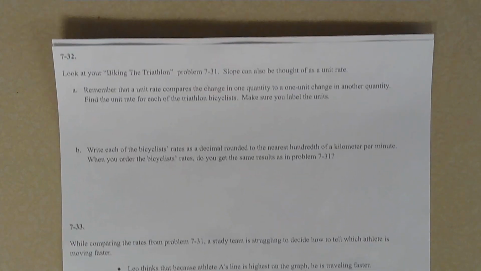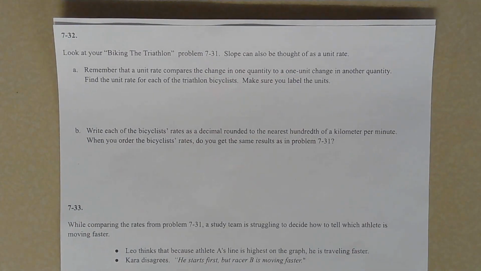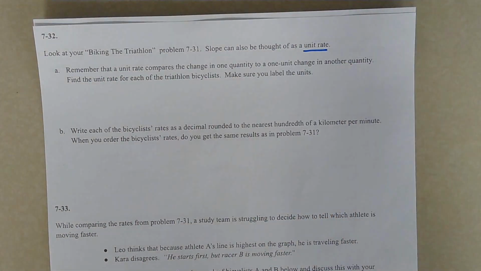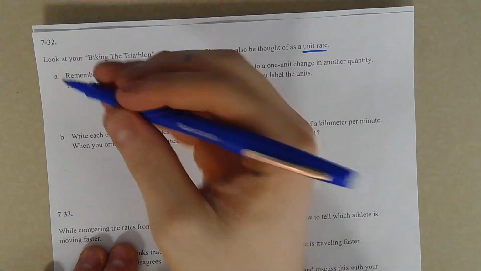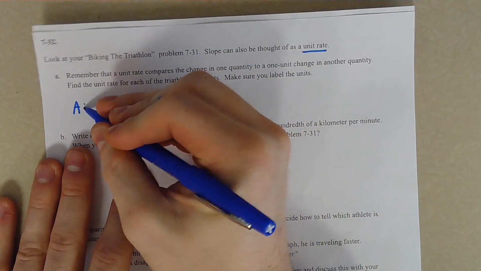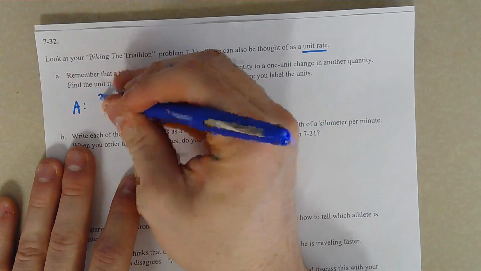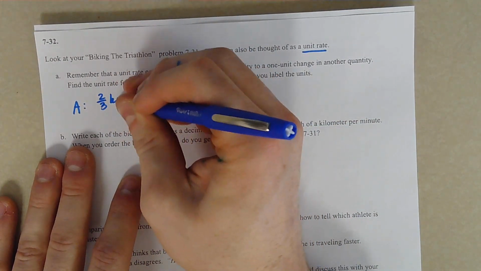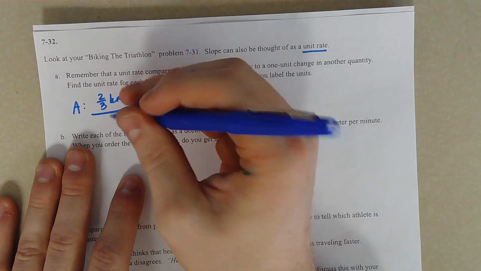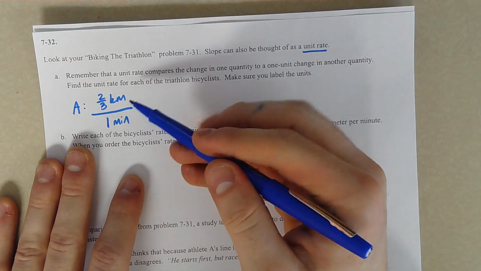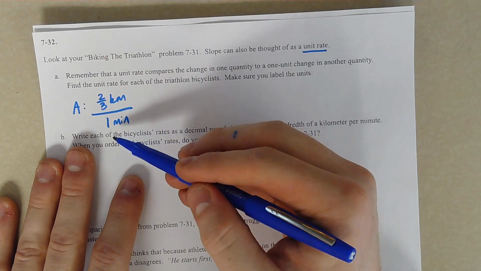Alright, so in 732, looking at your biking the triathlon problem 731, slope can also be thought of as a unit rate. For those of you that don't remember what a unit rate is, we're going to rewrite them here. So our speed in A, recall, was a fraction of 2/3, so it would be 2/3 kilometers over a unit rate, so that'd be per 1 minute. That's a unit rate. It's a distance over time that's at the unit of 1.